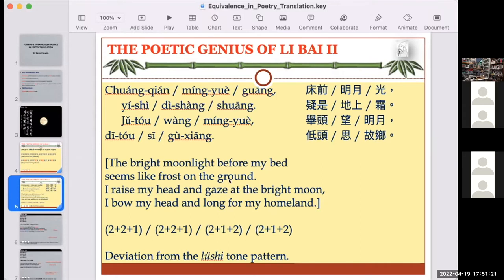But once he remembered his family, and he started to long for his family, to go back, then there is tension here. That's why we can feel the rhythm has changed from Chuangqian Mingyue Guang, Yishi Di Shang Shuang, to Juto, Wang Mingyue, Dito, Si Guxiang. Wang and Si, they stand alone as verbs. They stand alone. They are different. The rhythm is different from the first and the second line.